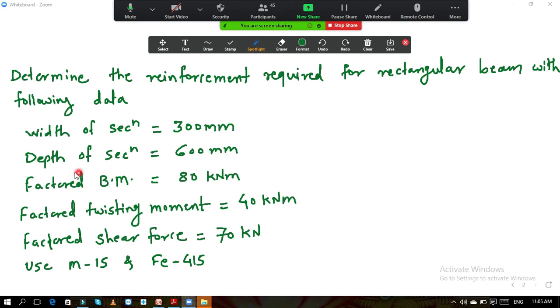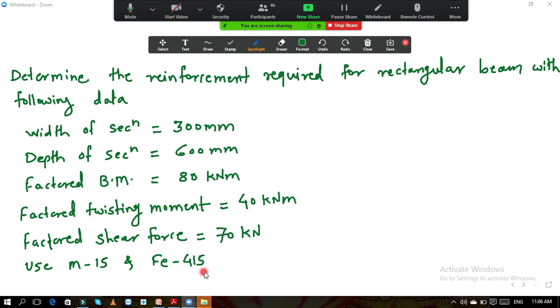So here they have given factored bending moment, so there is no need to multiply this bending moment by 1.5. Okay, they have already given you the factored value. Factored or ultimate means they have already multiplied it by factor of safety 1.5. So factored bending moment is given, and the twisting moment is also given as a factored value. So there is again no need to multiply it by 1.5 over here. And factored shear force is also given to you. Again the same thing, the word factored is there. So we will take these values as they are.